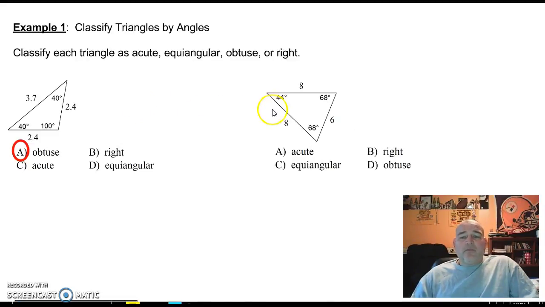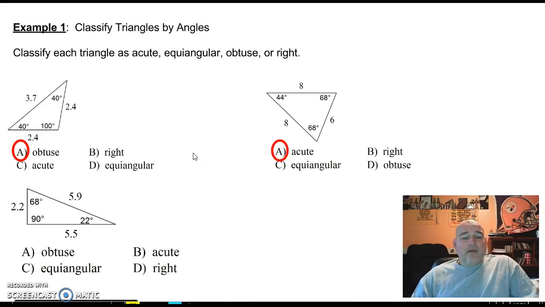Example 2. Again, we're looking at our three angles. All three of the angles in this triangle are acute. So we have an acute triangle. Example 3: again, look at the three angles. Here's our two acute angles. Here's the third one. It's a 90 degree, a right angle. Thus, that makes this a right triangle.